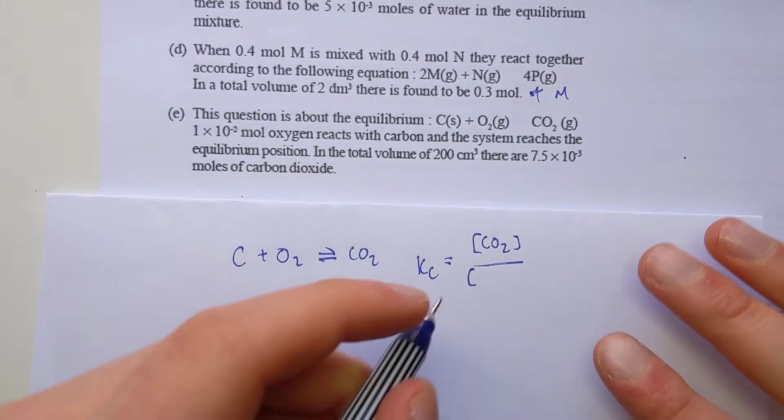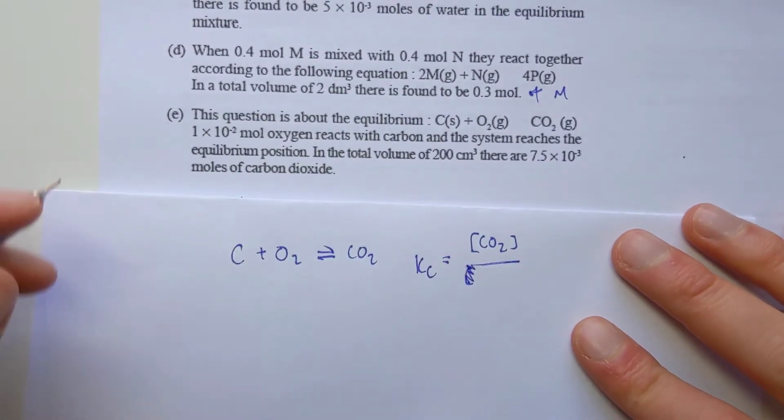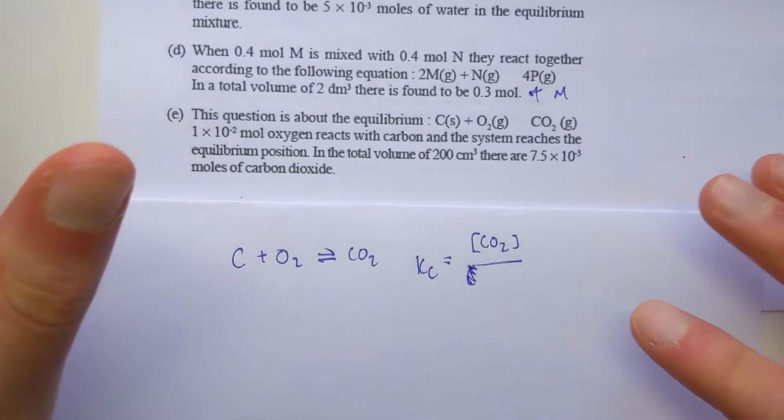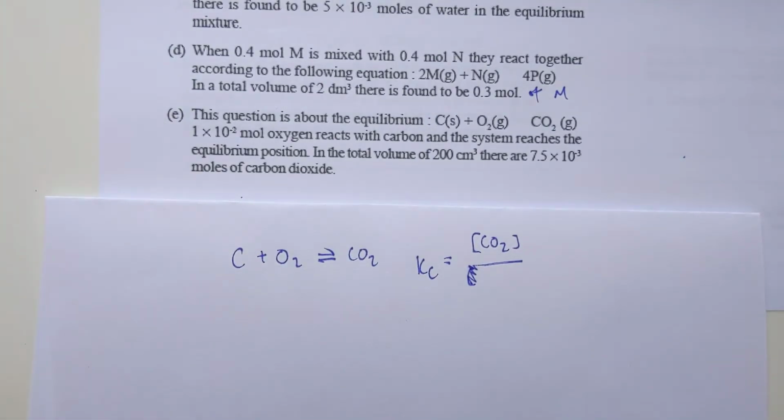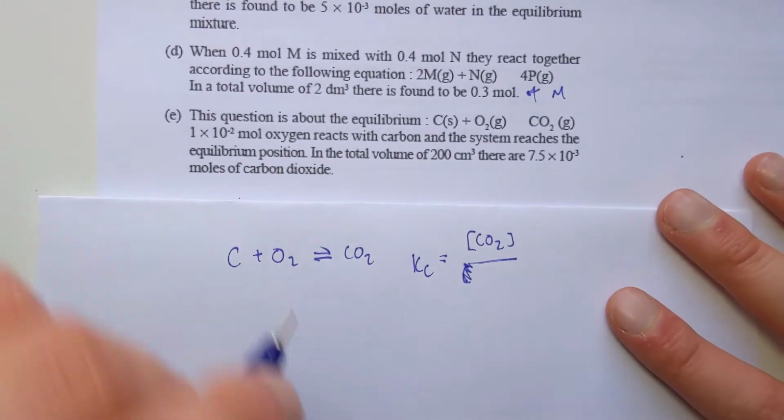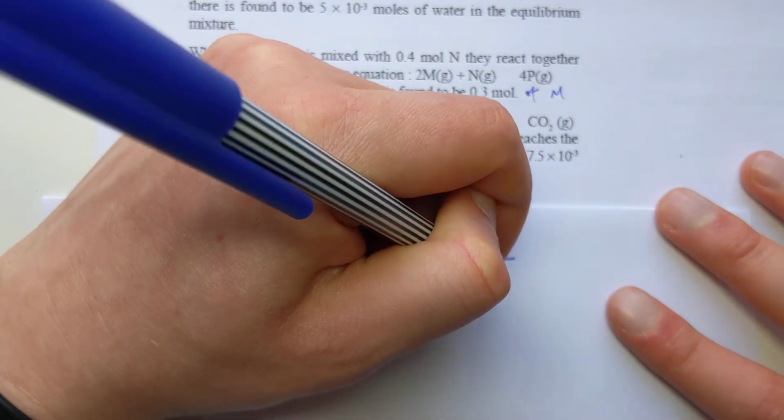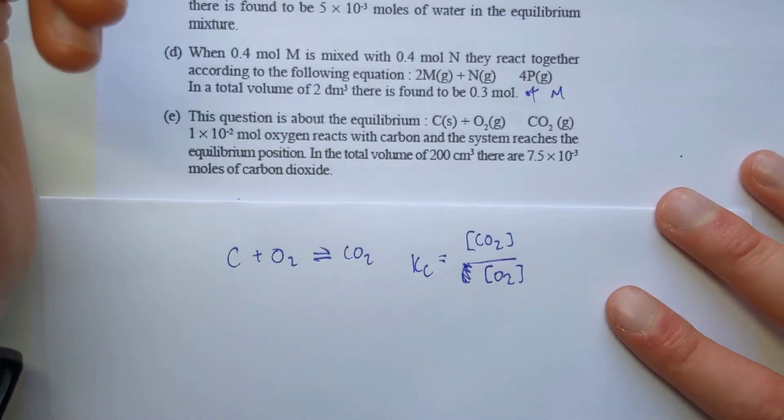In fact, I'm not now. Something doesn't come up that much in C, and obviously these aren't CA questions, just textbook questions. When you've got a solid in an equilibrium, generally you don't make it part of the Kc expression. You only include gases or aqueous solutions in that expression. So in this case, we're going to ignore C. We're just going to have O2 in the expression.